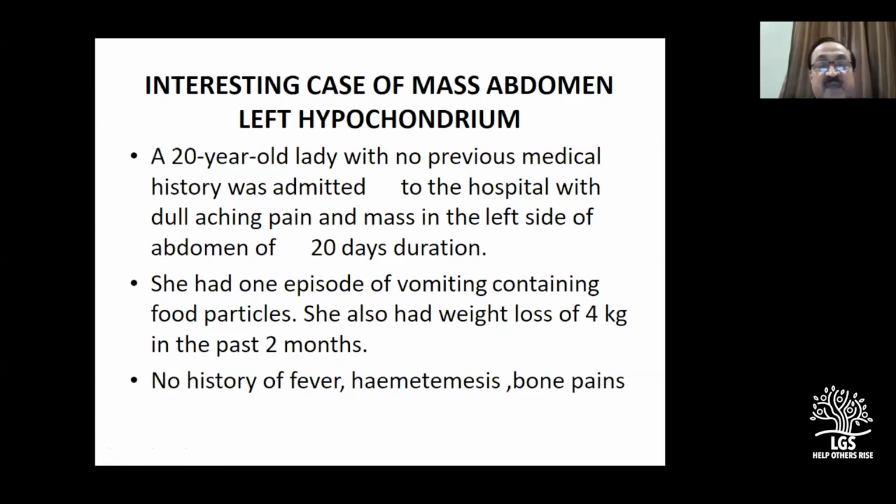Little later we'll see. Now, what does it tell you? No history of fever, hematemesis, bone pain. Cannot be lymphoma, CML. Very good. Cannot be lymphoma. Cannot be CML. What else? History of hematemesis may be there or may not be there. Portal hypertension, can you rule it out and say it is not possible? The hematemesis is not mentioned in the episode of vomiting, sir.